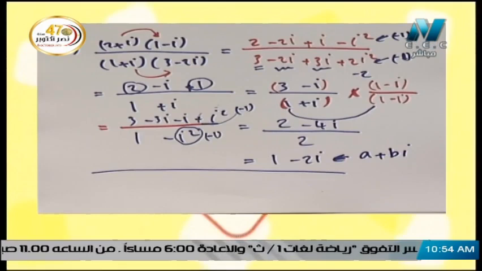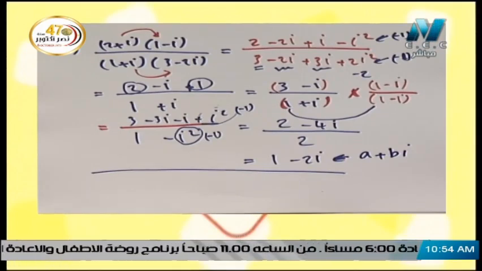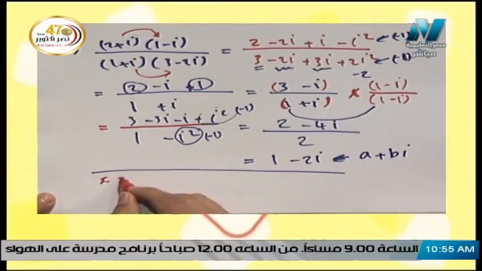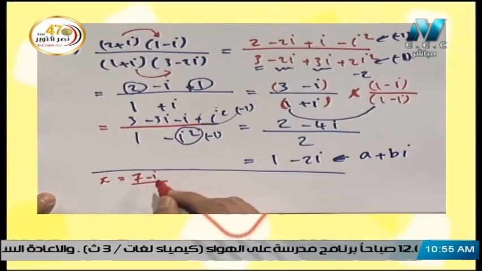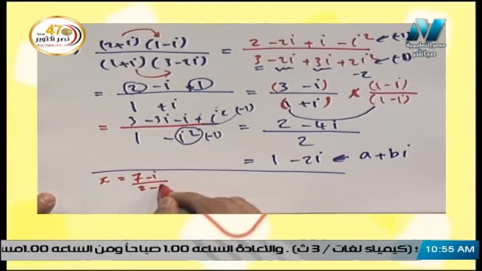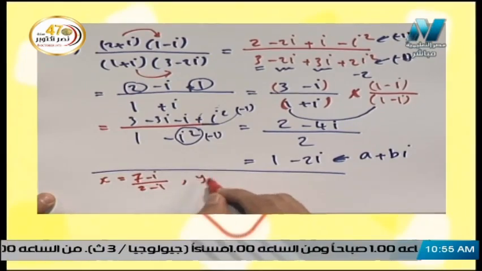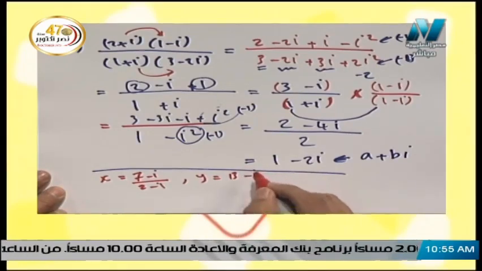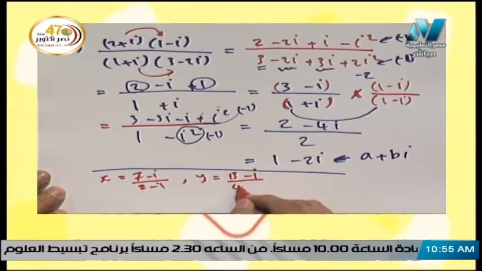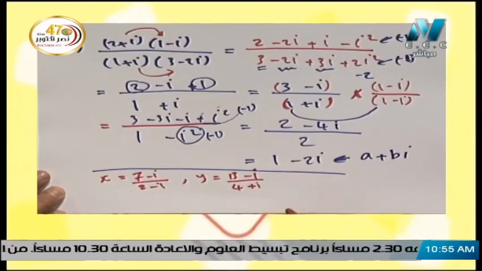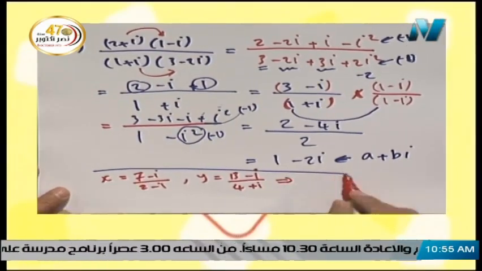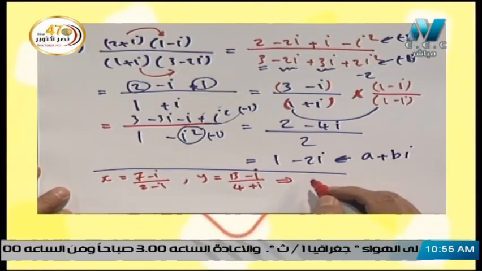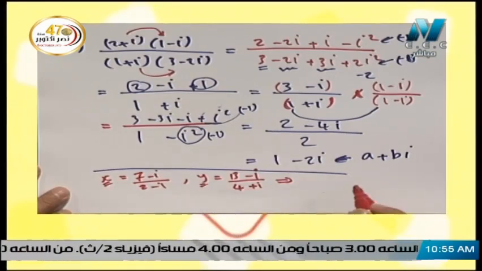We have also an example. If we have x equals 7 minus i over 2 minus i, y equals 13 minus i over 4 plus i, and we want to solve the equation, prove that x and y are conjugates. We want to prove that x and y are conjugates.